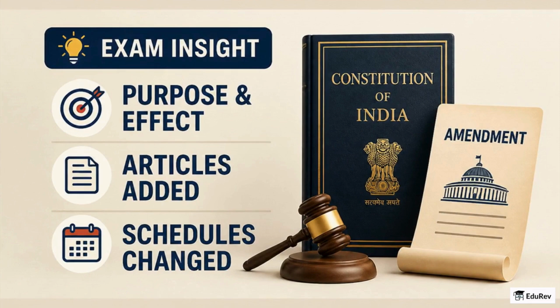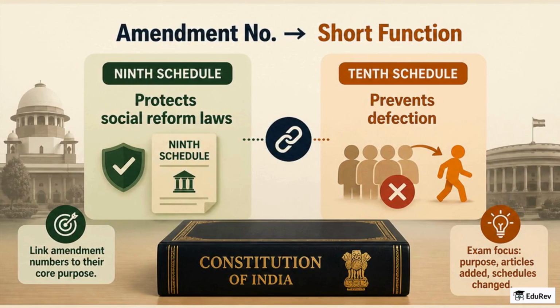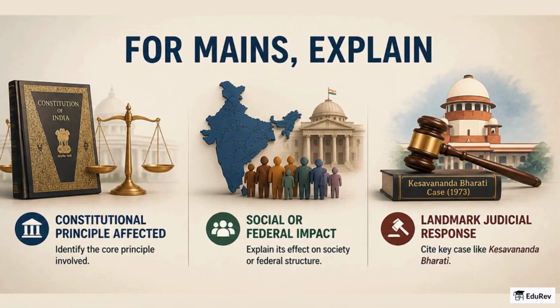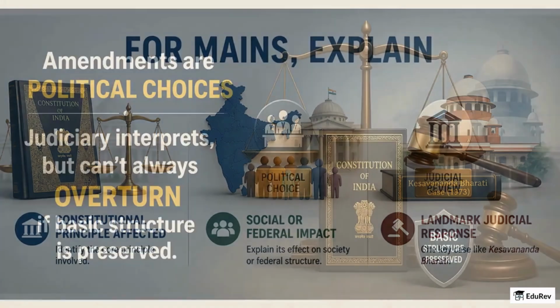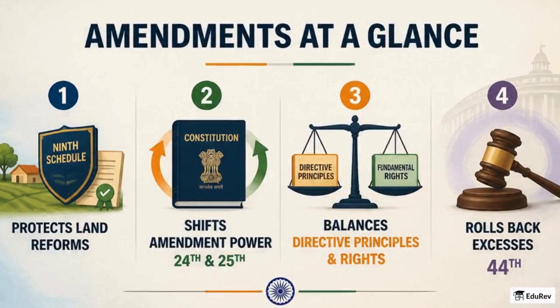constitutional schedules changed. For prelims, link amendment numbers to short functions like 9th schedule protections or 10th schedule anti-defection rules. For mains, explain the constitutional principle affected, the social or federal impact, and any landmark judicial response like Keshavananda Bharti. The crucial takeaway is that amendments are political choices that the judiciary can interpret but not always overturn when basic structure is preserved. Quick recap.